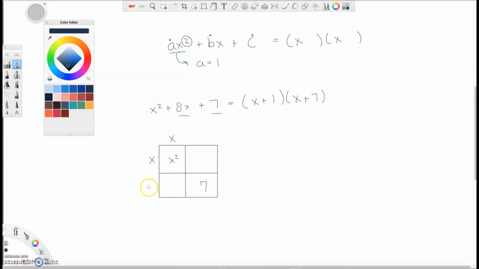But what number is going to multiply to be 7 and add to be 8? So over here again, I'm going to put in 7x, and over here I'm going to put 1x. And how I'm going to factor this is I'm going to say, okay, I know that 7 times 1 is 7, and 7x plus 1x is 8x. So over here, I'm going to put this down here as x plus 1. And over here, it's x, oh, excuse me, this should be 7.